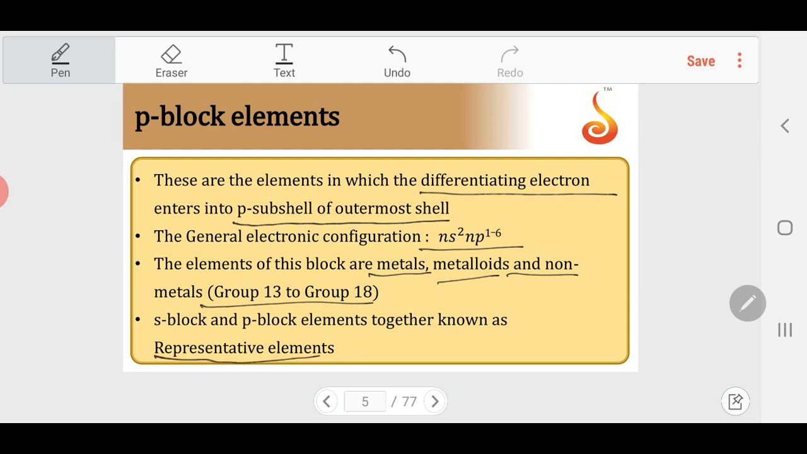They do represent their principal quantum number because the electron is entering into the outermost shell, which represents the principal quantum number of the atom.